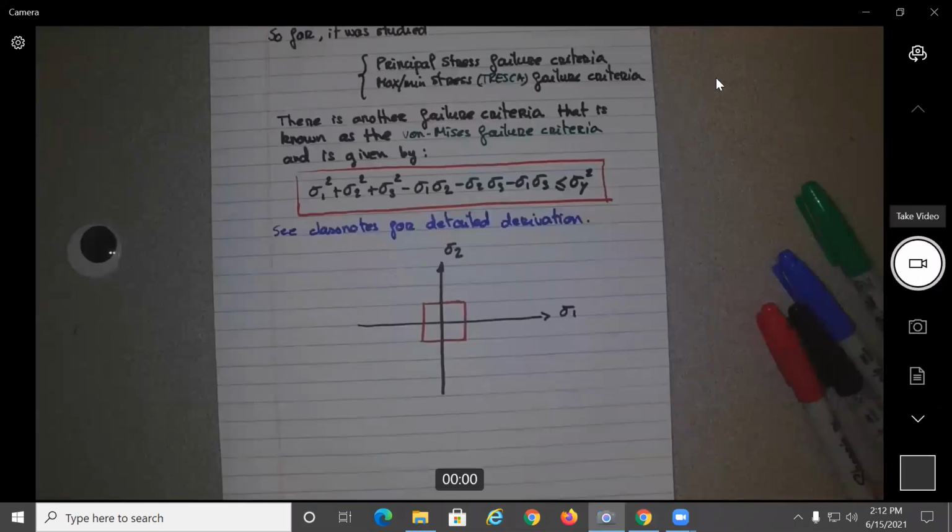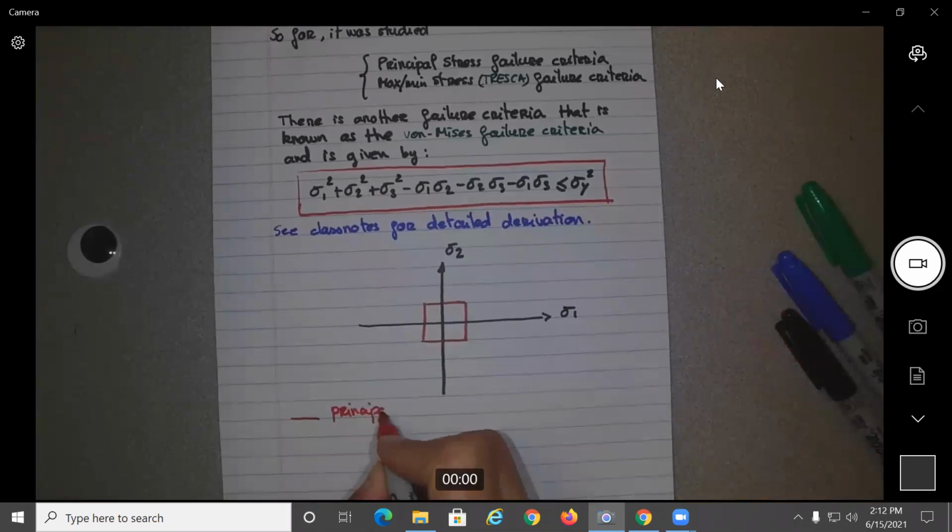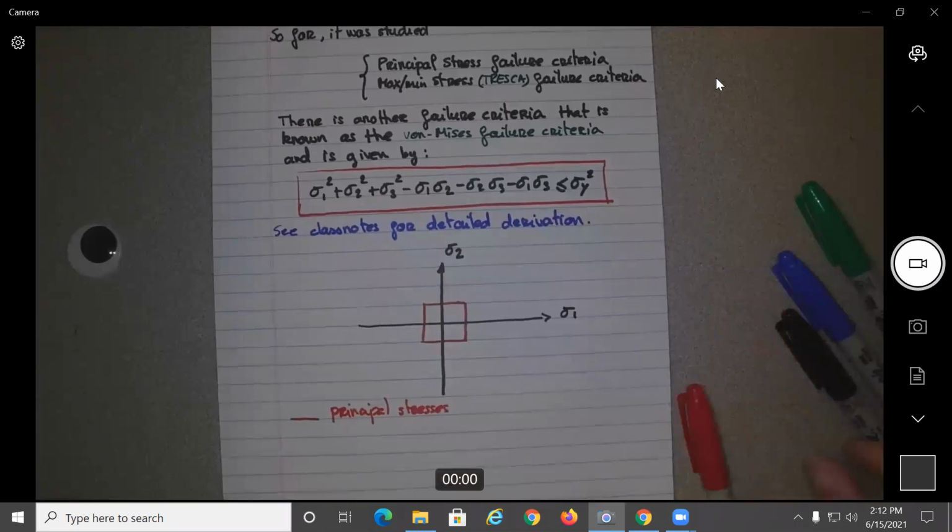So this will be, in red, the principal stresses theory. So basically it's just a box. If you are within the box, your structure is safe. If you are outside the box, it will fail.